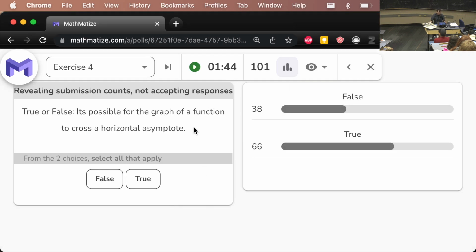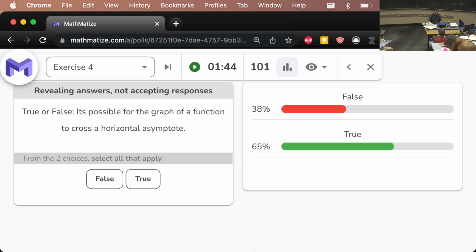Oh, maybe I do know why the touching is not allowed. The correct answer is true. So it is okay for an asymptote to touch the line. That is totally fine. The only thing that matters is if it's getting arbitrarily close. And touching is arbitrarily close, right?